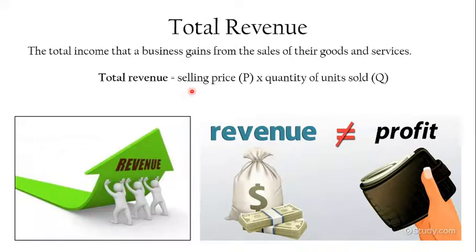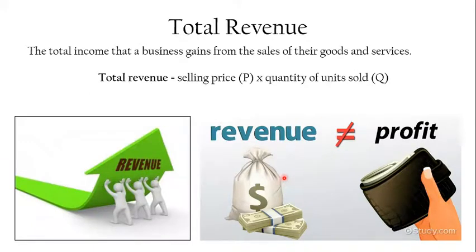How do you calculate it? Well, you work out what the selling price is for what they are selling, their product, and then you multiply that by the quantity of units sold. So you can shorten that formula to total revenue equals P times Q. The key thing that you need to remember, and the key thing that students often get confused about or forget, is that revenue isn't equal to profit.